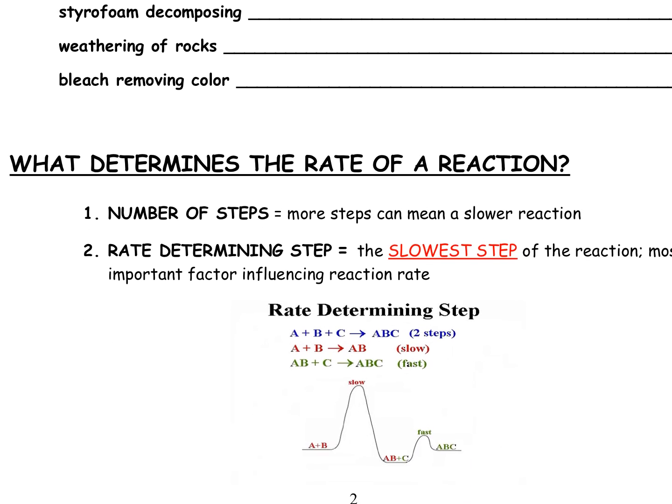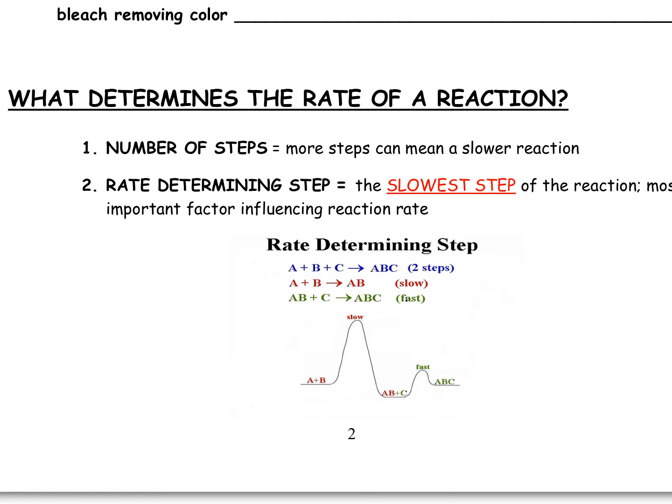So what determines the rate of a reaction? Well, one, we have a number of steps. The more steps we have, the slower the reaction. And of those steps, you will specifically have a rate-determining step. So it is a step that will determine your rate. This is going to be the slowest step of the reaction, and it is the most important factor that influences the reaction rate.